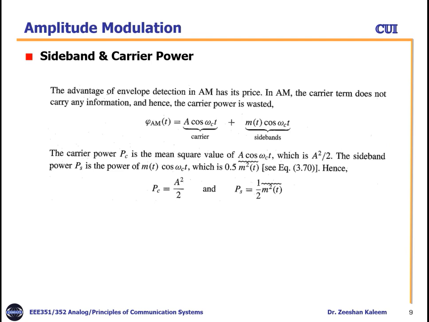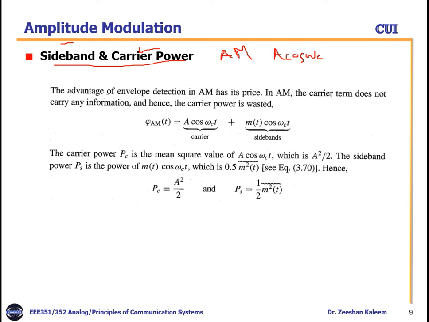Okay, now let's move to the sideband and the carrier power. This is a very important term. The reason is that if we are transmitting the signal, it must consume power. So how much power is consumed by the sidebands, and how much additional power is consumed by the carrier? Because you know that in amplitude modulation, we are transmitting the extra additional carrier A cos omega ct as a reference signal, right? So this would have an effect on the transmission power.